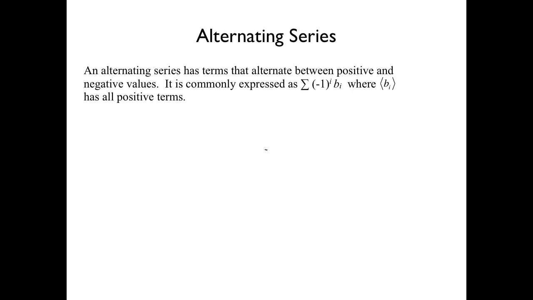Commonly we'll express it this way: the sum of (-1) to the i times the sequence b_i, where b_i has all positive terms, right? If b_i is all positive, and you put this (-1) to the i along with it, then it takes that positive sequence and makes it alternate. So oftentimes we'll express alternating series this way. You've got this positive sequence, and then this (-1) to the i that makes the signs flip back and forth.